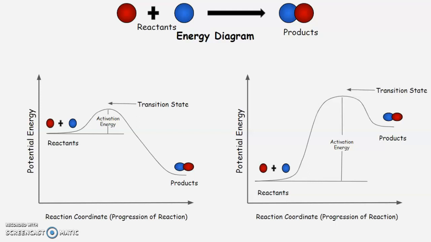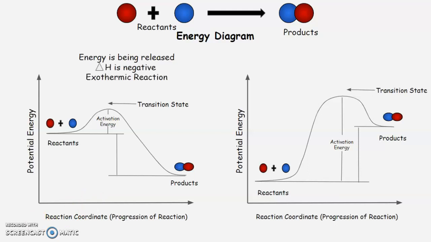Well, the next thing we see is this difference. Reactants have more energy than products in this energy diagram or this version. That means that energy is being released, delta H is negative, and this is an exothermic reaction taking place. So this energy diagram is an example of an exothermic reaction. Whereas over here we see that the reactants have less energy than the products. That means that energy has to be absorbed in this case. And the delta H is positive, so this is an endothermic reaction.